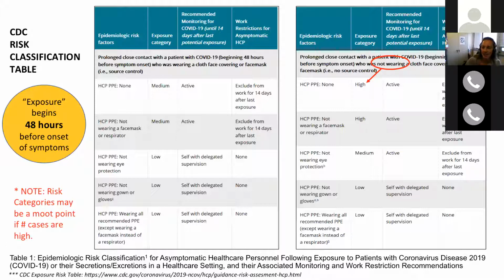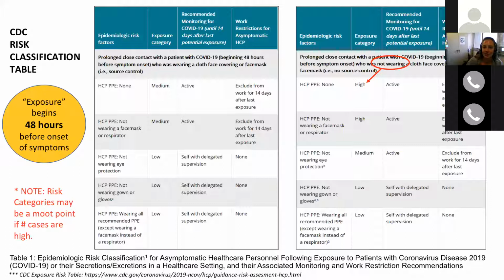I think we're reaching a point where most of our facilities have implemented universal masking of all healthcare workers and all patient care areas. So I think the vast majority of our exposures are going to be in this low risk category. And on that same note, most of our facilities, if not all, have implemented temperature and symptom screening prior to every shift anyways. So I think most of what we're doing is kind of assuming that everyone is at least low risk now anyways. But this is what we refer to when we refer to the healthcare worker risk assessment.